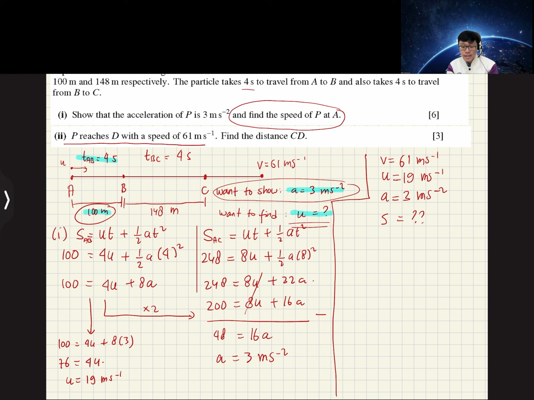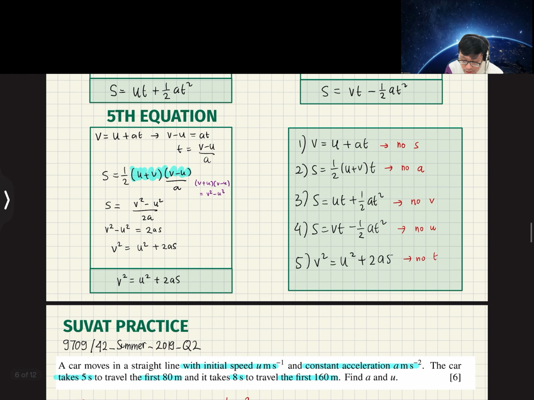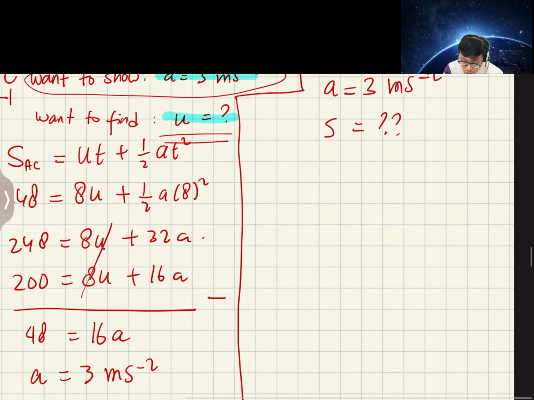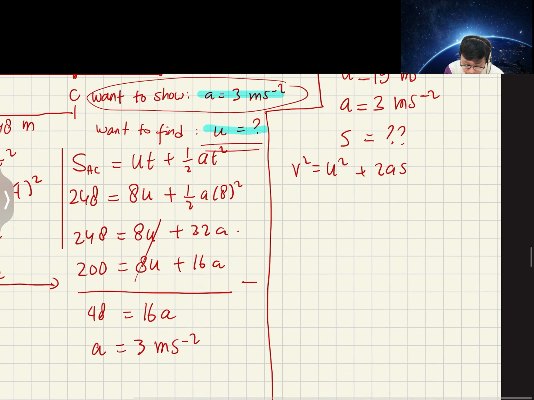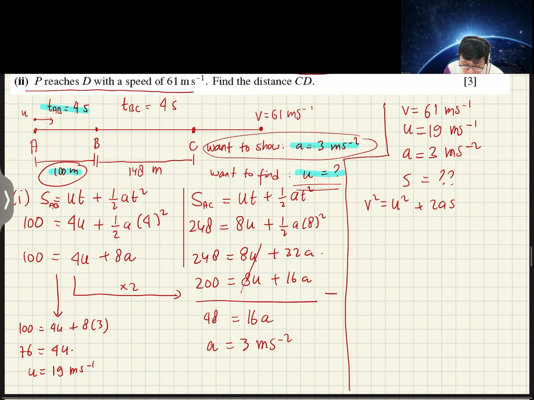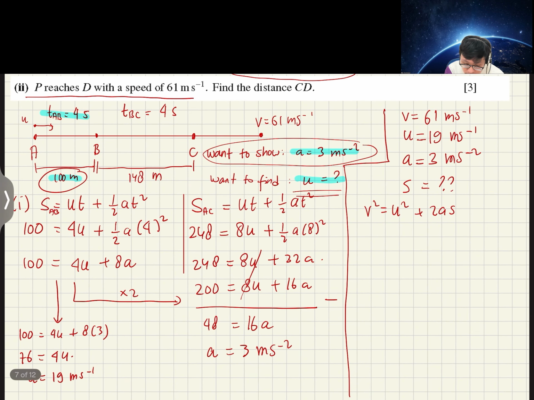Yeah, so how do we find that? Well, we have S, A, U, and V. So we don't have time, and we don't really care about time. So we can use the equation that does not involve T, which is the last one. V square equals U square plus 2AS. Now, the final V is 61. 61 square equals U square, so 19 square, plus 2, A, acceleration is 3, S.